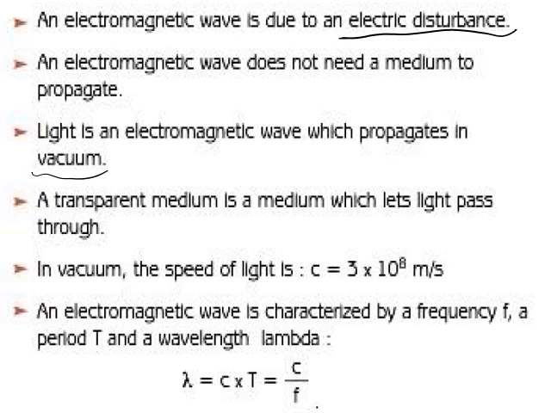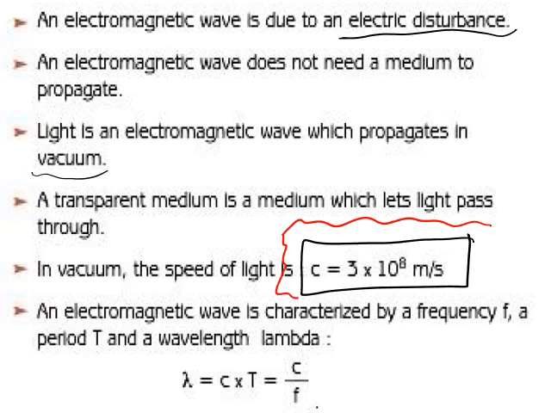In vacuum, the speed of light, this one you have to study. The speed of light in vacuum is about 3 times 10 to the power 8 meters per second. This one you have to study.